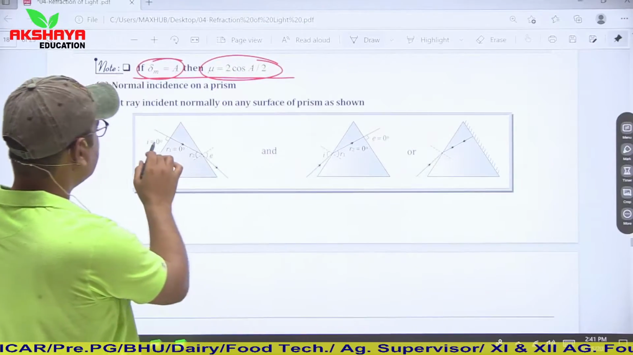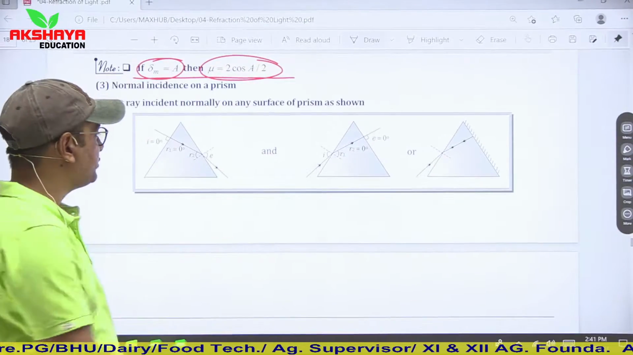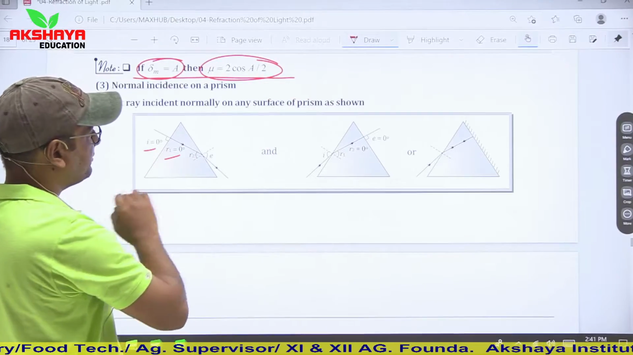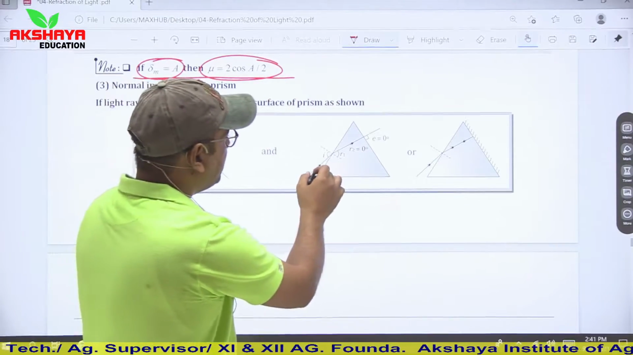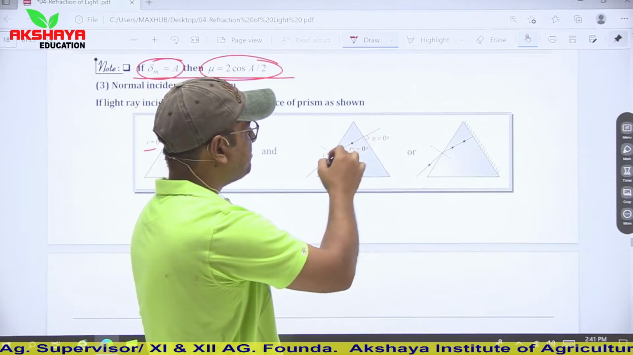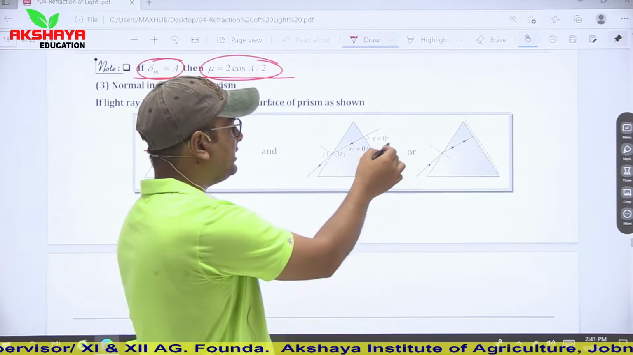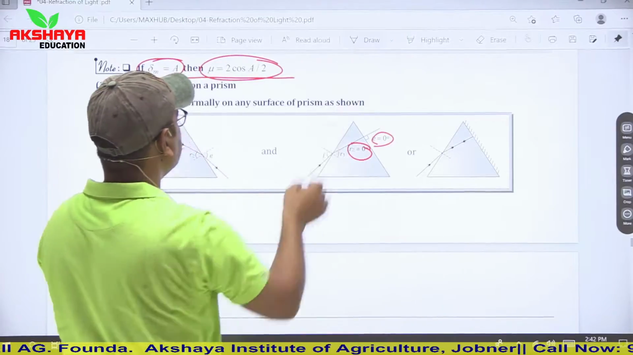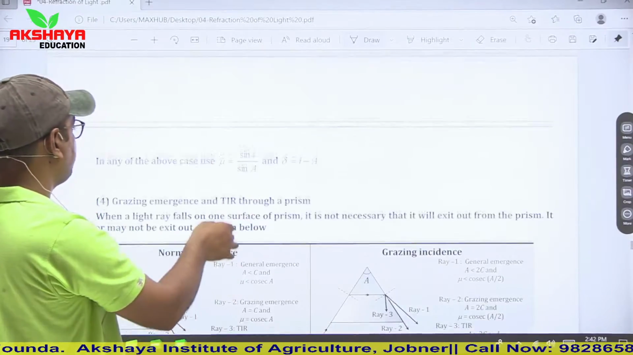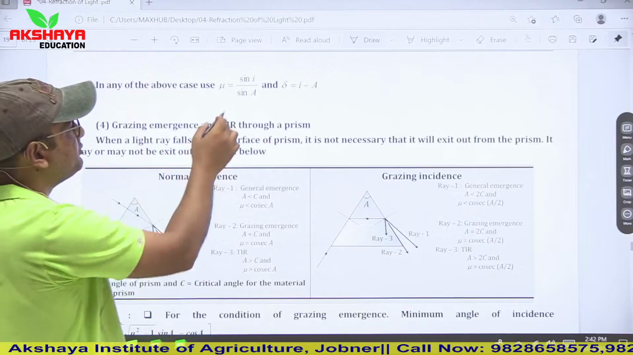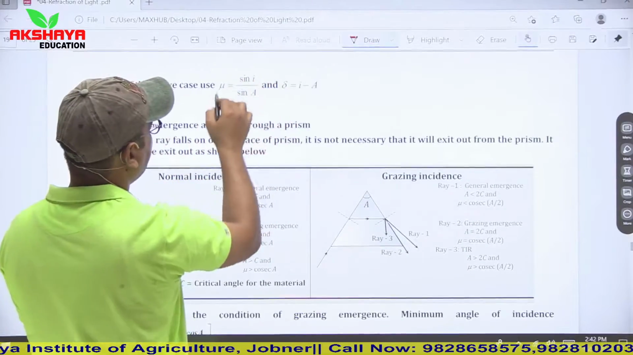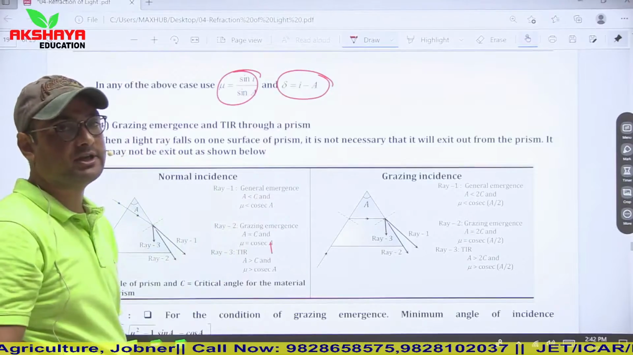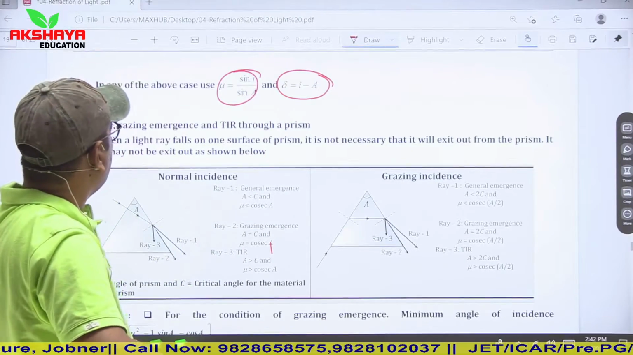In case of normal incidence, I and R become equal to 0. So I becomes equal to 0 and R1 becomes equal to 0. Similarly, if it reflects perpendicular, then again I and R2 are 0. So these are cases of normal incidence. In any of the above cases, mu is equal to sine I upon sine A, or you can say del is equal to I minus A.